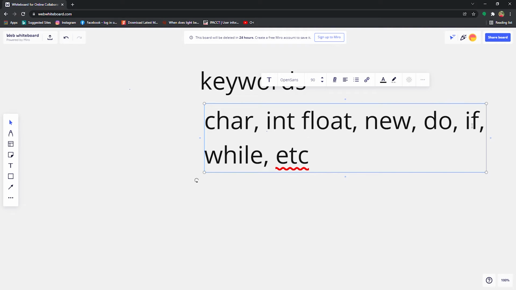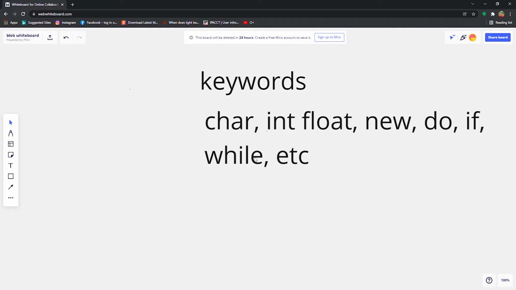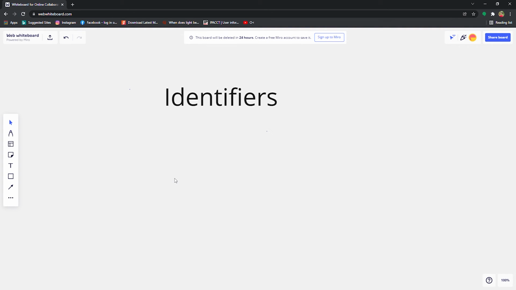And you don't have to just sit and memorize those keywords. While doing programs, with continuous practice, they will get stored in your mind. You don't have to memorize them like you are reading history or economics. So just go on practicing, automatically they will get stored in your mind, so don't worry about that. Now our next topic is identifiers.